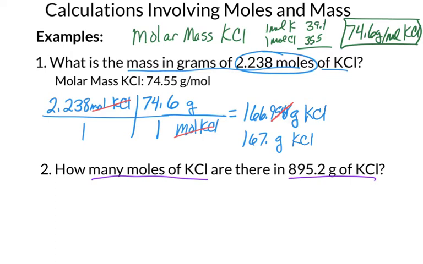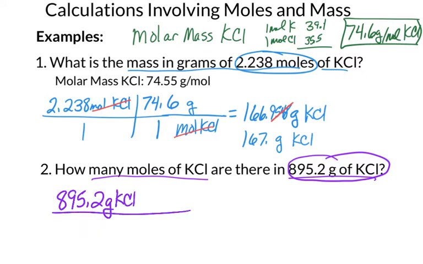Now let's look at number 2. How many moles of KCl, potassium chloride, are there in 895.2 grams of potassium chloride? As always, we start with what we know, and in this case we know that we have 895.2 grams of KCl. That tells us that we need to have grams on the bottom, and we know we're trying to get to moles, so we're going to put moles on top.